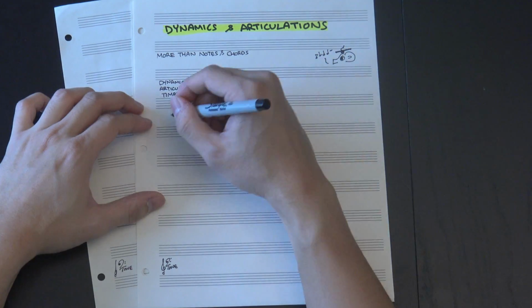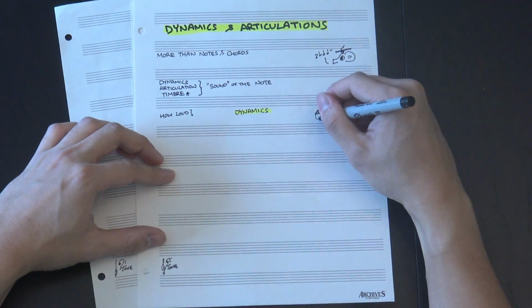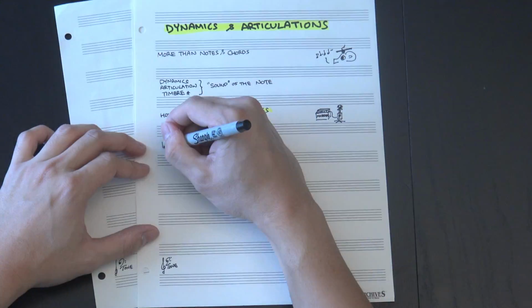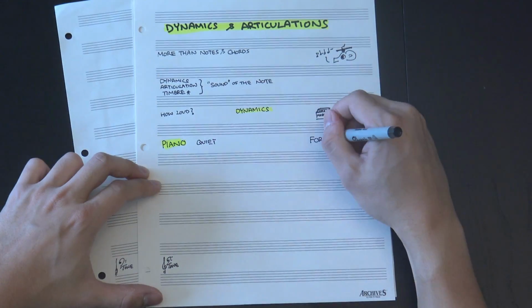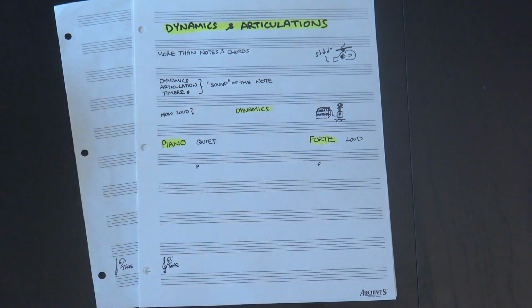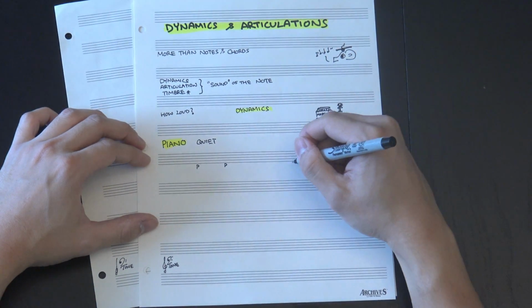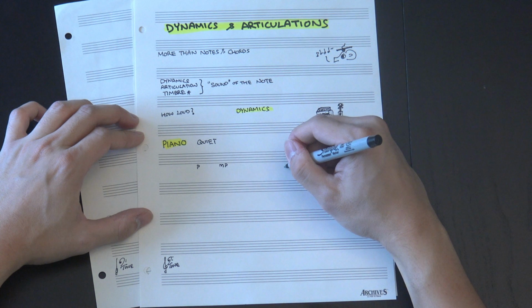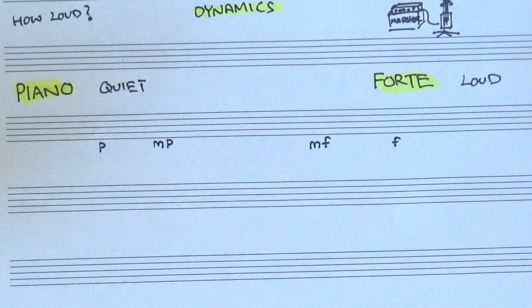Dynamics at their core are just how loud you're playing. At the most basic level, we break this into two categories: piano, meaning quiet, and forte, which means loud. We notate these with a little P and F respectively. If you want your part to be kind of quiet or just a little loud, you put an M in front of it for mezzo. Mezzo piano and mezzo forte are extra little gradations between our primary dynamic classes.